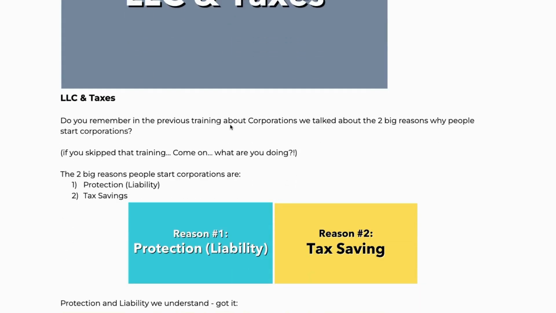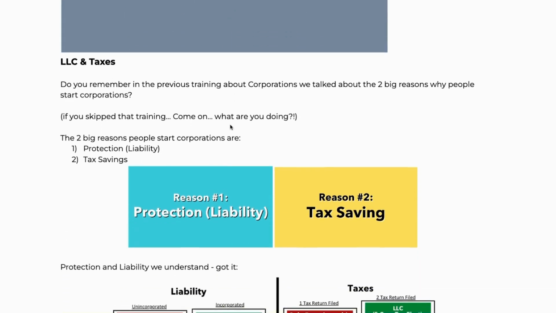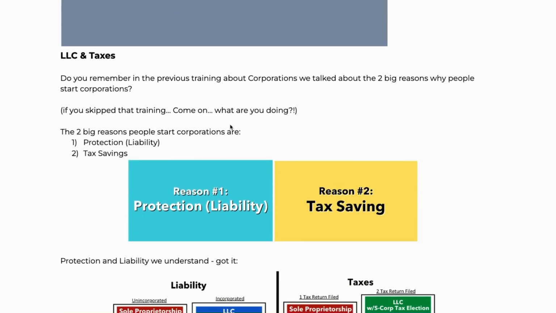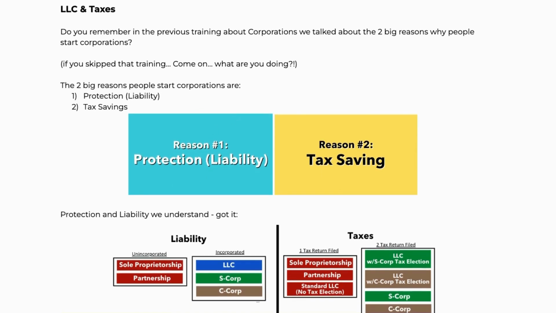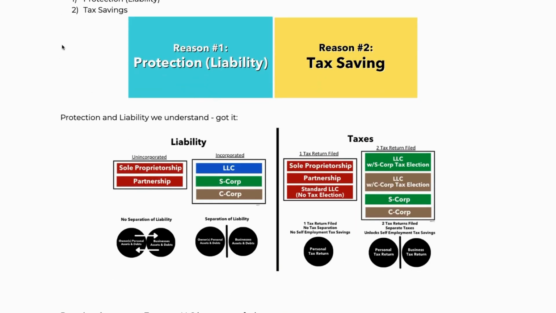Do you remember in the previous training when we talked about corporations, we said there are two big reasons why people start corporations, right? If you skipped that training, come on, what are you doing? Go watch that training. Very important. The two big reasons people like to start corporations are liability and tax savings, right? Beautiful. Hey, coach, we don't have to go over the liability part. I got it. It makes sense. There's corporations, there's non-corporations. With non-corporations, you don't get separation from liability. With corporations, you get separation from liability. Got it. No issues there, right?